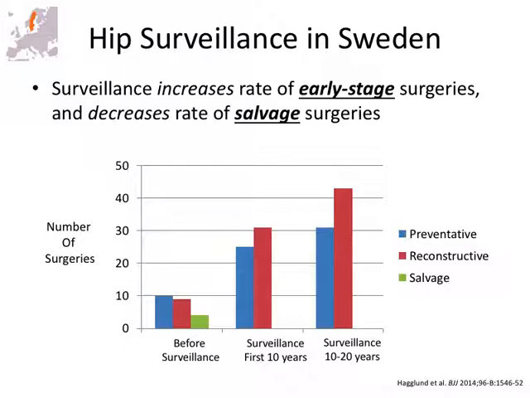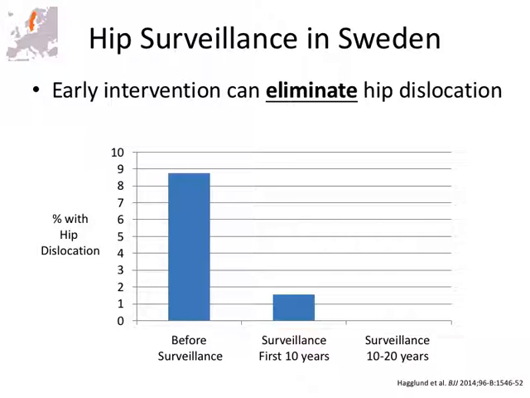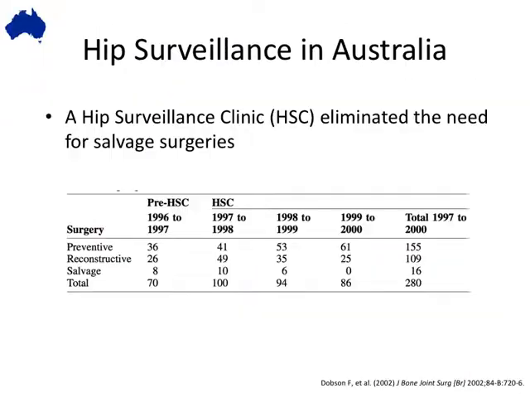And so one could ask the question, well, is this just surgeons getting busier? But you can see here that this early intervention decreased the percentage that had hip dislocation over those 20 years. So by 10 years, that had reduced to between 1% and 2% of the population, and by 20 years, they had completely eliminated dislocation in their population.